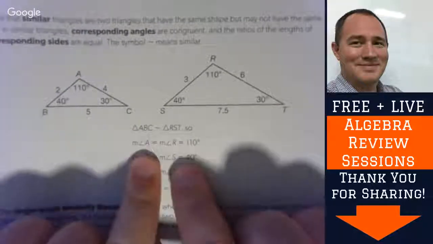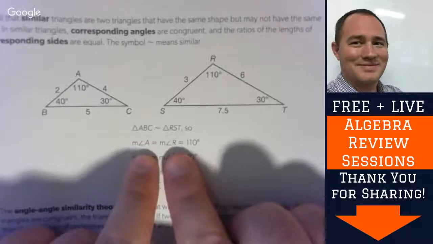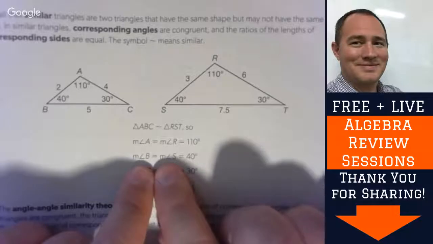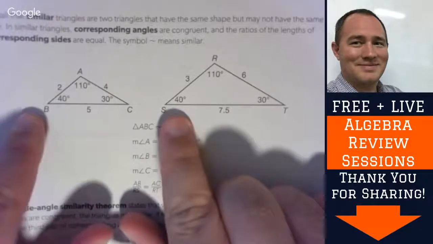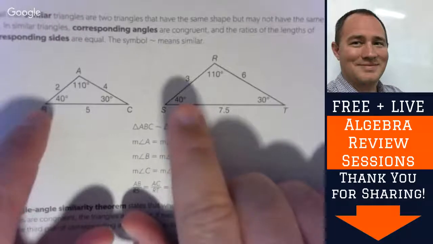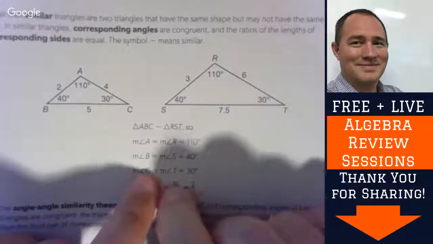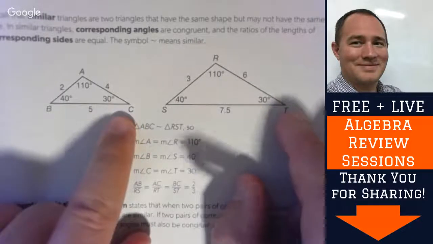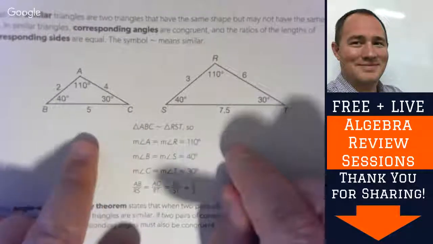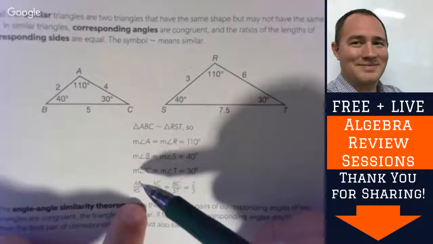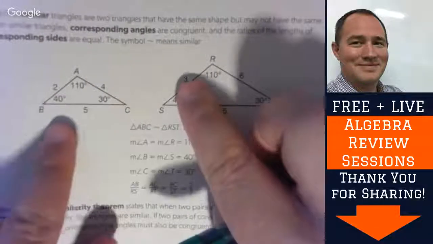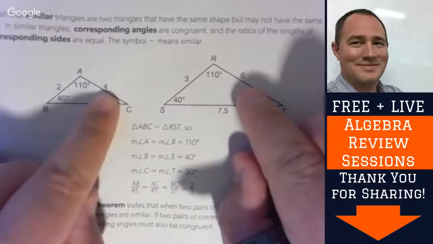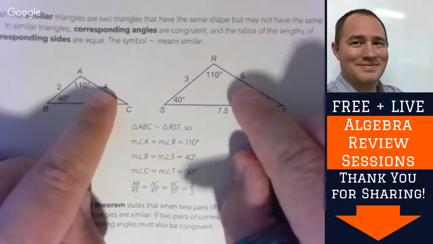So the corresponding angles A and R, they're both 110 degrees. Angle B and angle S are corresponding angles. They're both a measure of 40 degrees. Angle C and angle T both have a measure of 30 degrees. And when we look at the ratio of the sides, AB over RS, so this side over here, 2 over 3. This side over here, 4 over 6. If we reduce that, we would have, again, 2 over 3.